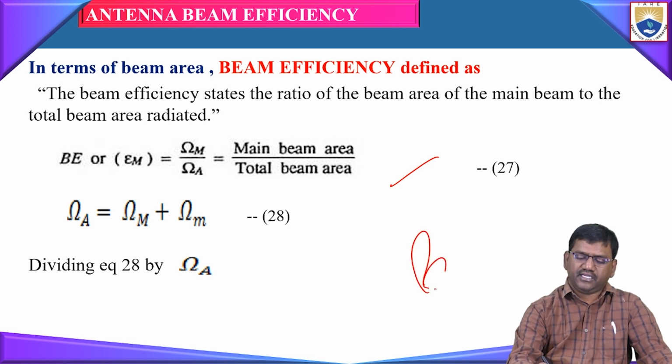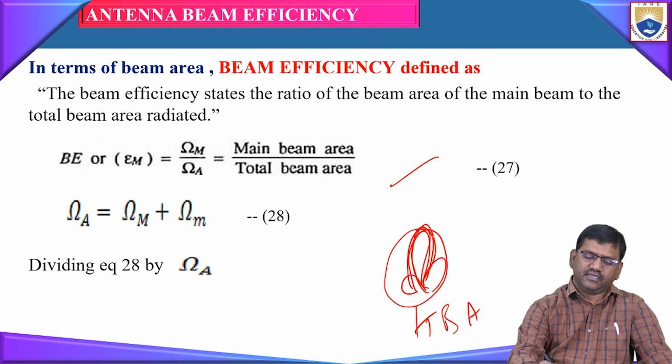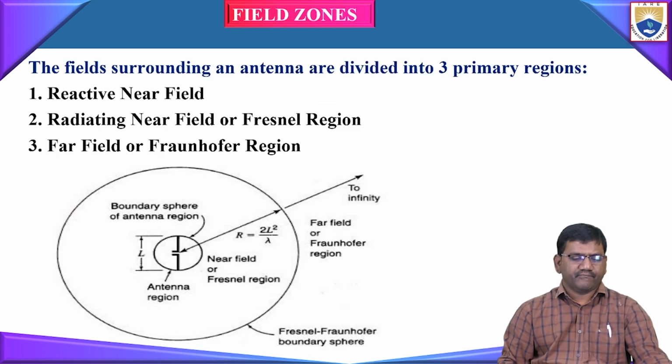Suppose the antenna radiation pattern is like this. This total we call the total beam area, and this is the major beam area. So with the major beam area by the total beam area, we can also calculate the beam efficiency.